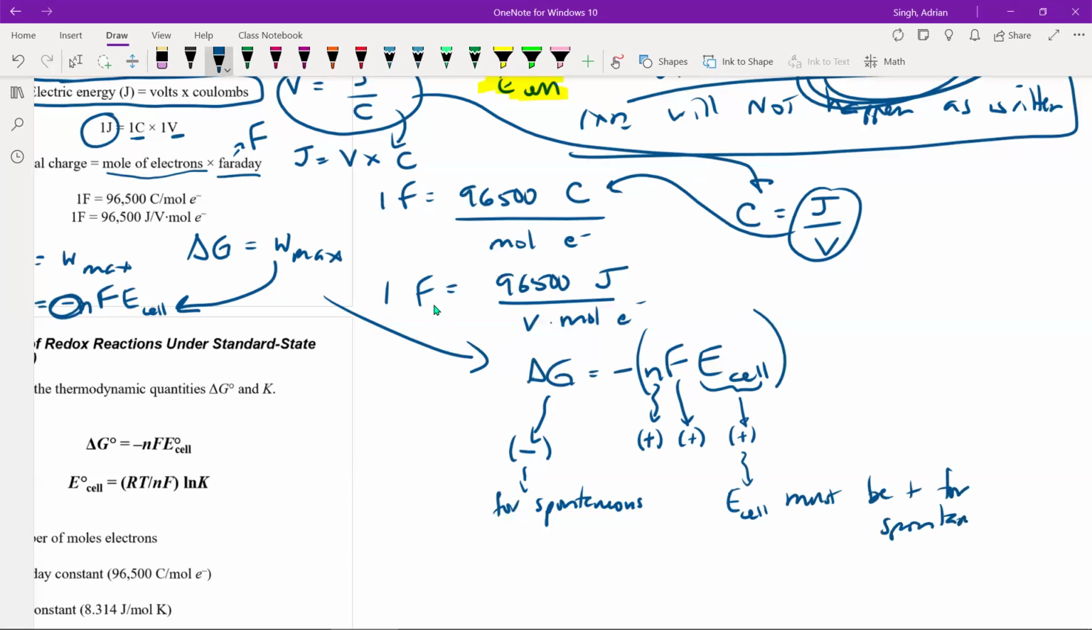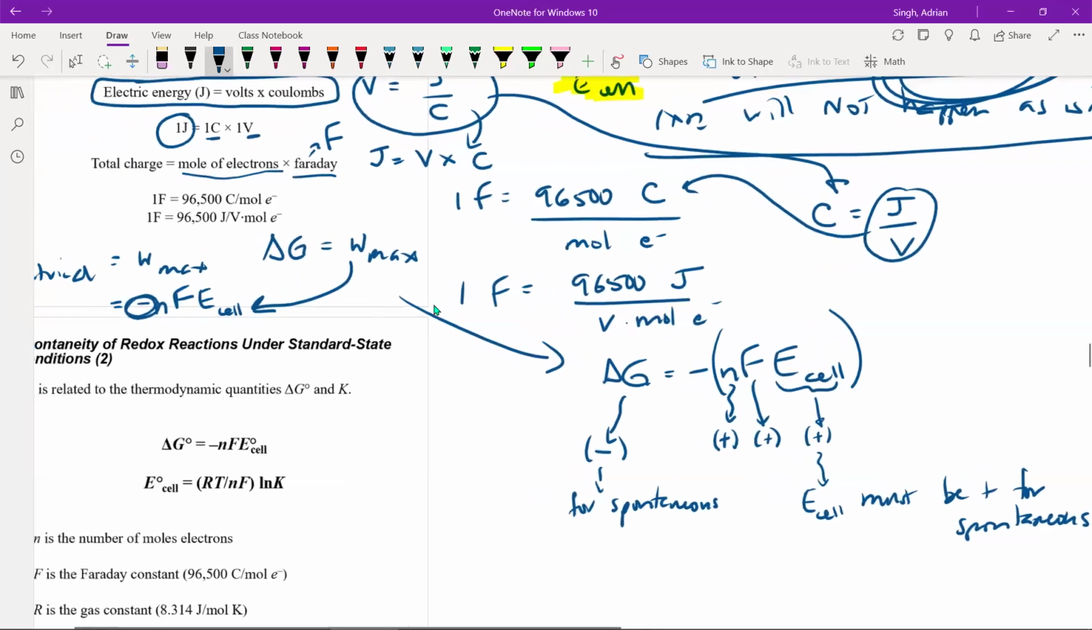For that spontaneous process, which we talked about previously, we said that if we calculate E of the cell and it's positive, it's going to happen. Equilibrium is going to lie to the right, for example. And this is the reason why. We're making the relationship between delta G and now we're looking at E of the cell.